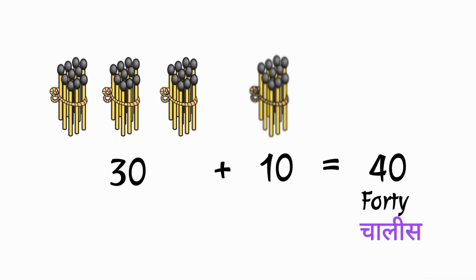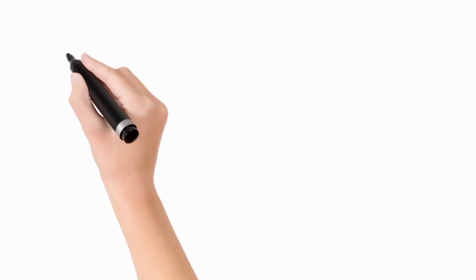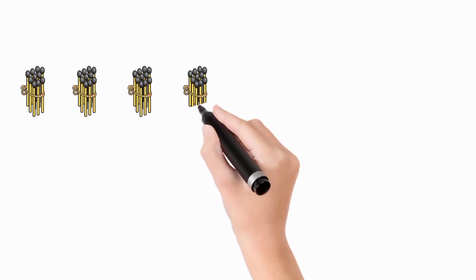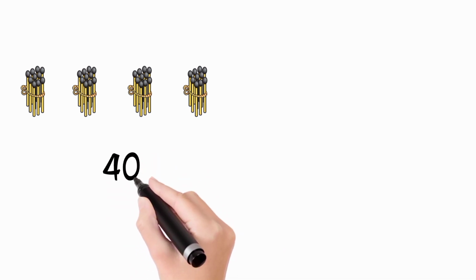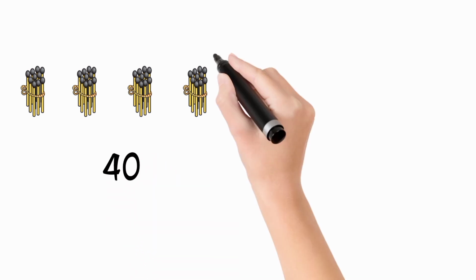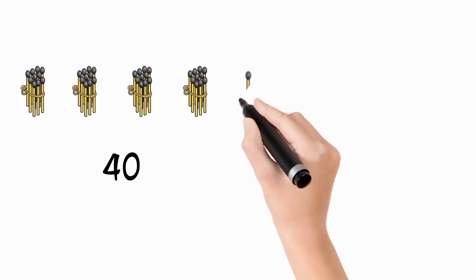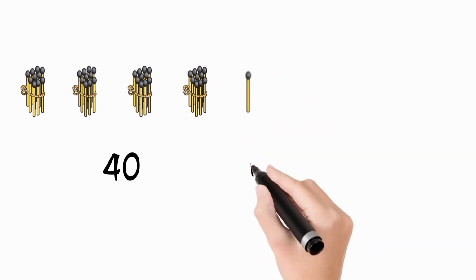इसमें हमारे पास टेंस यानी बंडल्स हैं 4 और 0 लूज मैचस्टिक्स हैं, तो 4 and 0, 40. Now how many bundles do we have? Yes, 4 bundles, which means 40 and 1 loose matchstick.